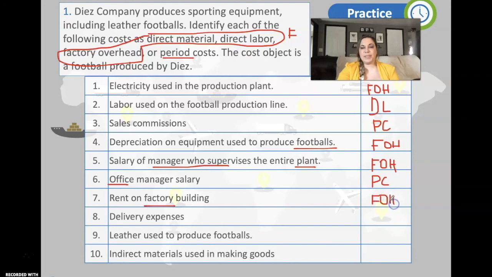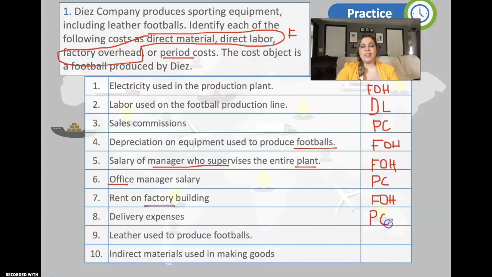Delivery expenses. Delivery expenses would be delivering the product to customers. Does this have anything to do with making the product? No, it does not. It has to do with what happens after we make the product. So it would not be any of these product costs. It would be the period cost.